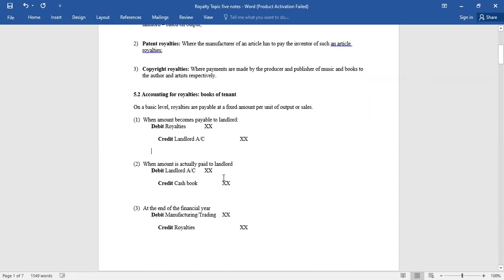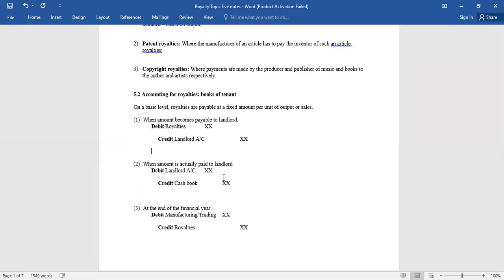So we are going to have 3 major occurrences. When the amount becomes payable to the landlord, or rather, when they enter into the contract or the agreement, they'll agree and say, you are going to consume my asset for a duration of, let's say, 5 years, and this is the amount payable. At that point, we are going to debit the royalties account and credit the landlord's account. Then from there, we expect the tenant to pay the landlord the amount owing, depending on the agreement. Could be yearly, could be paid after a period of time.